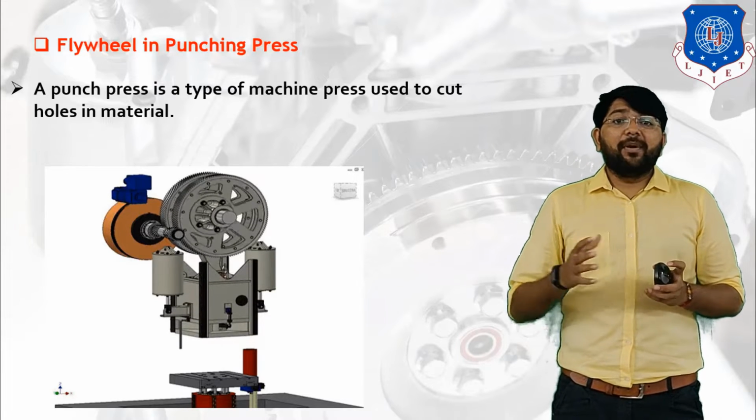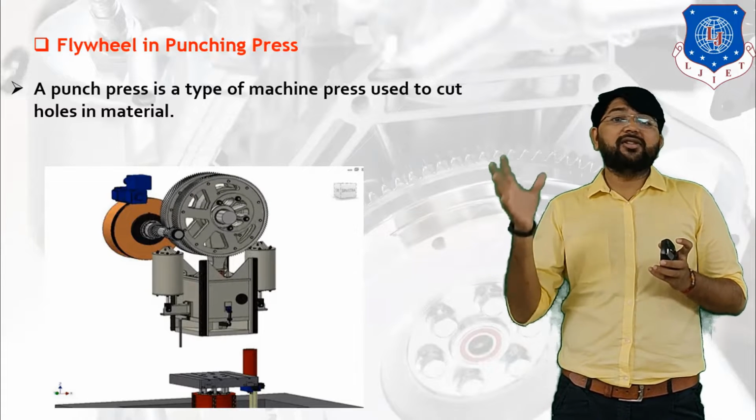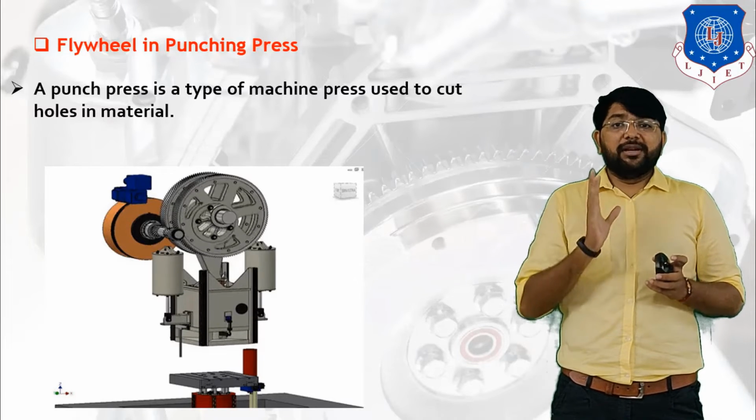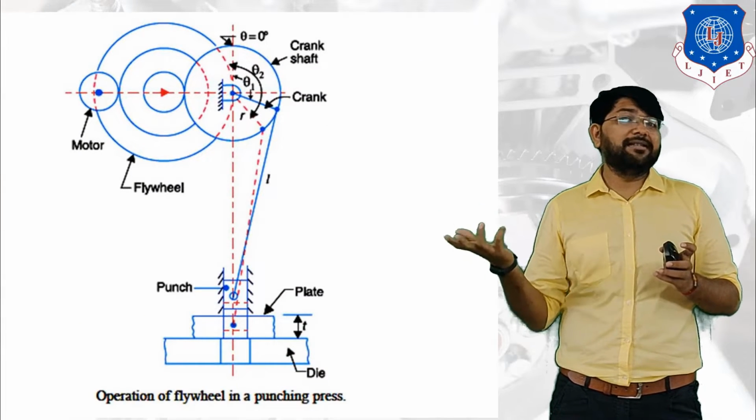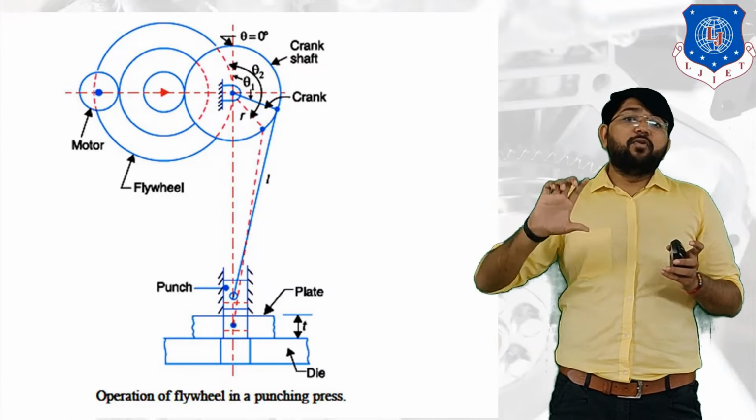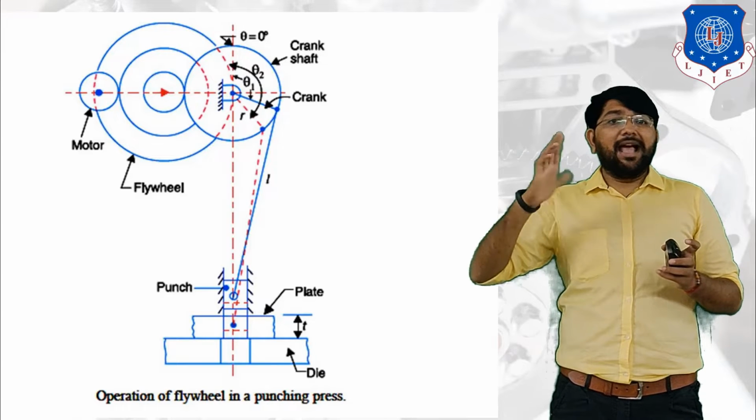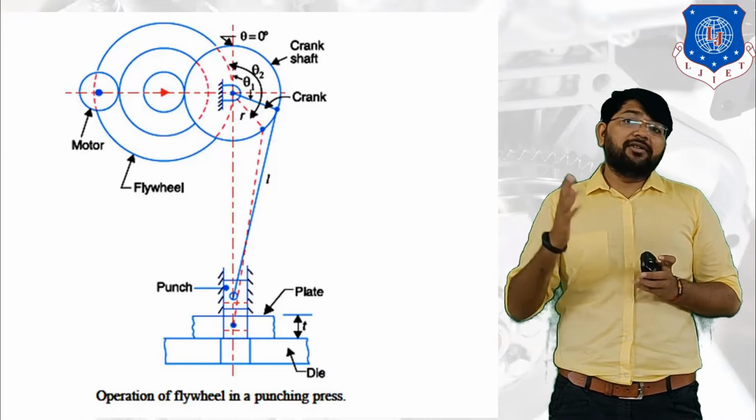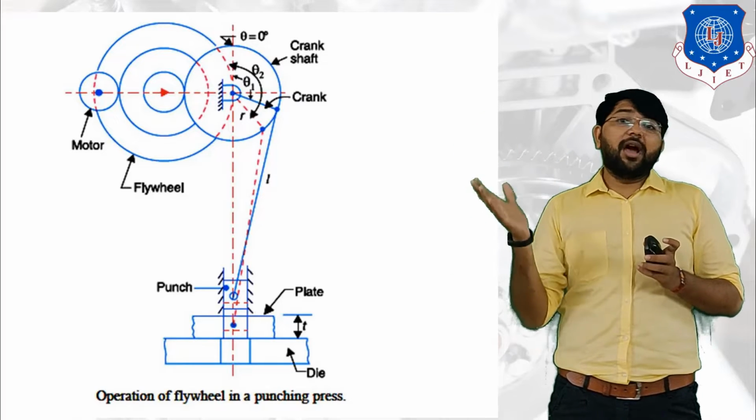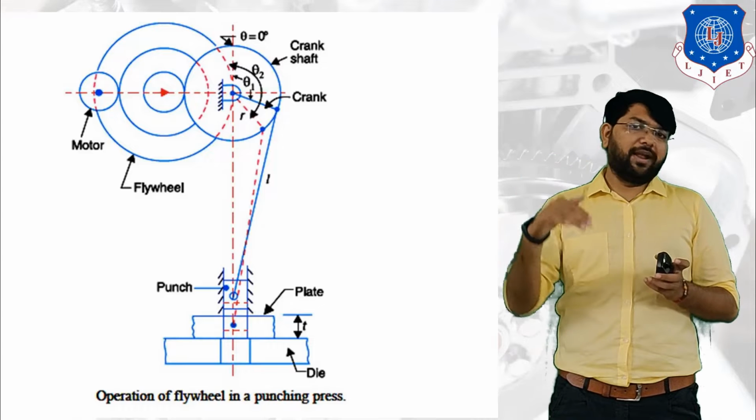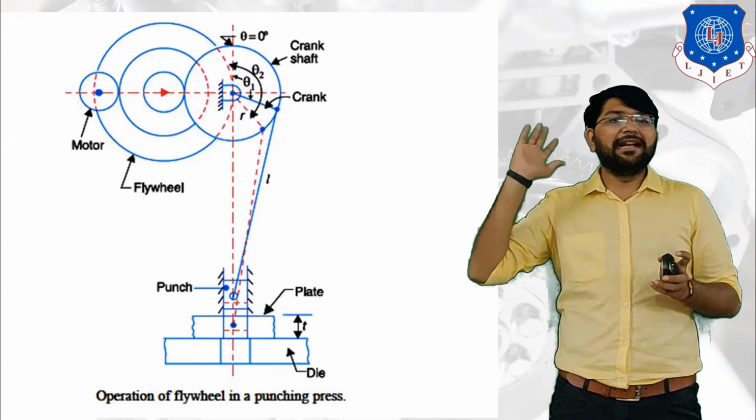So the flywheel stores energy and delivers energy to the slider crank mechanism in the punching press. You see in this figure, there is a punching press with a flywheel mounted on it. The punch moves upward and downward cyclically and drills a hole in a plate of material. In punching press we have to deliver power at a constant rate. The electric motor supplies power to the flywheel, and the flywheel supplies power to the slider crank mechanism.